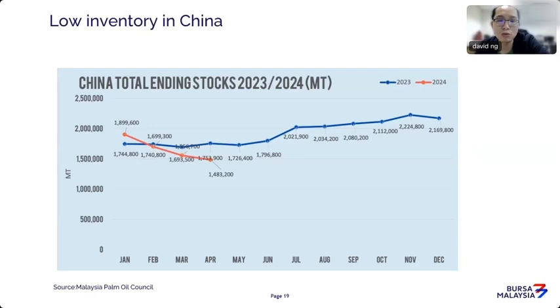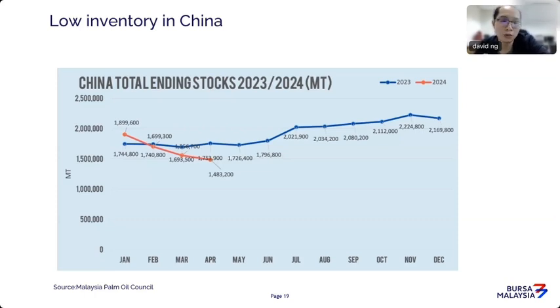Now, it's also crucial to watch the importing countries. I think the two major importers of Malaysia palm are definitely China and India. China is a very large player in most of the commodity space, whether you talk about crude oil or any other major commodity markets. So if China stocks are low, normally that's a good sign. That means China will have to replenish those stocks. When China starts to replenish, they will just go to the open market and buy palm. And that would definitely push prices higher.